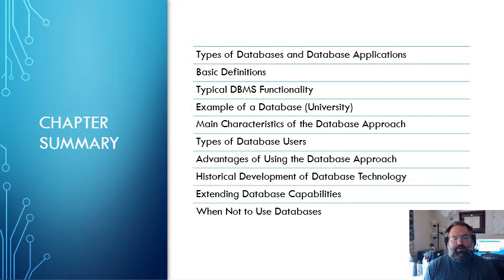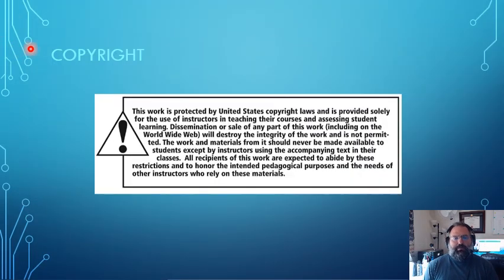So in summary, we talked about the types of databases and applications. We went over the basic definitions. We talked about typical database management system functionality, gave an example of a database, the main characteristics of the database approach, the types of database users, and the advantages of using a database approach. We talked a bit about the history of database technologies, how those things have been extended over time, and then we talked lastly about when to not use a database. And with that, we reach the end of chapter 1.